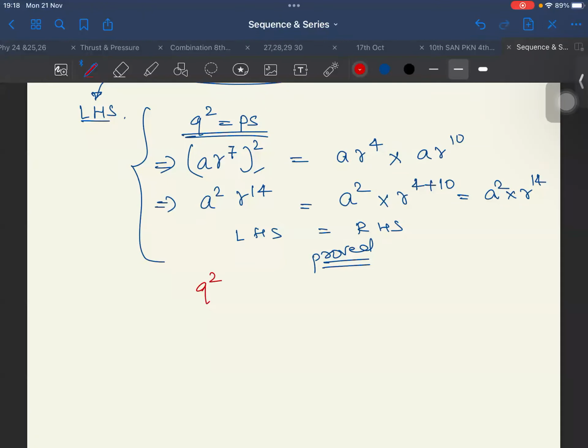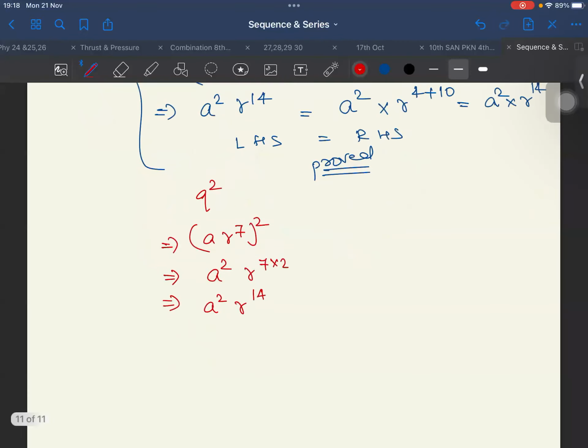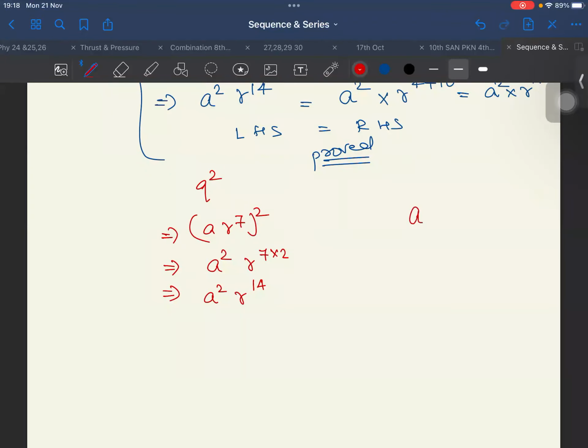You can just write Q square. Now see, A R to the power of 7 whole square. That means A square R to the power of 7 into 2. Let me write like that. So this you can write A square R to the power of 14. I hope this much mathematics everyone knows. A to the power of p multiplied by a to the power of q, you add the powers, p plus q. If a to the power of p whole to the power of q, that means you multiply the powers, a to the power of p into q. I have also shown this before in class, right? So please don't get confused.